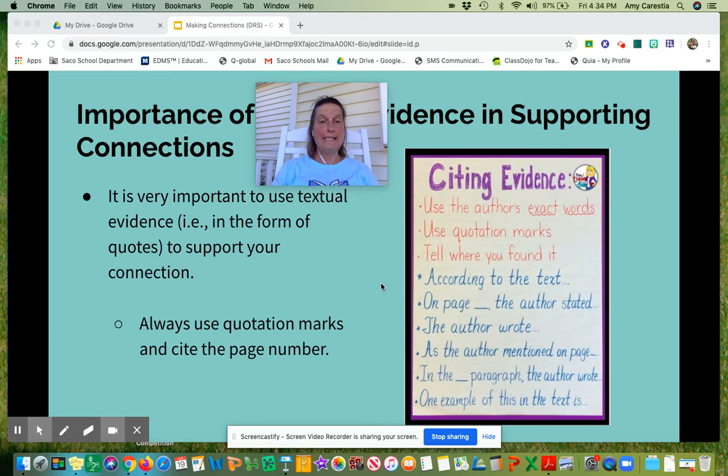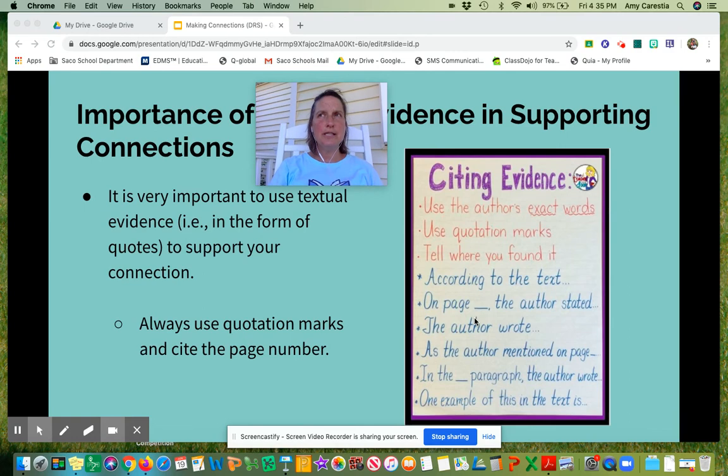Some ways of introducing text are to use these sentence starters. One thing that I've noticed through the years is that students are awesome at finding textual evidence in the form of quotes to support what they're saying. However, they just slap down the quote. There's no introduction to it. And that really makes the reading of your response very jagged.